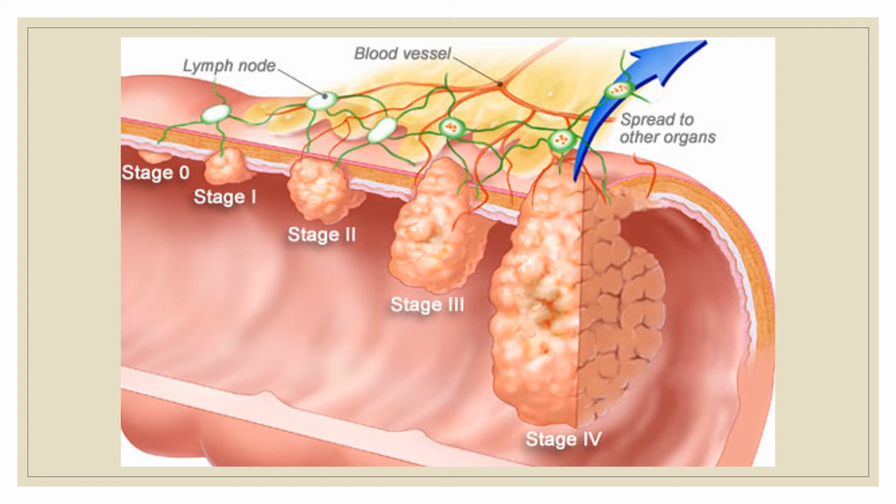When we go to stage 1, the cancer has grown beyond the mucosal layer into the submucosa, but there's no lymph node involvement. Stage 2 is beyond the submucosa, and it's actually going into the muscle, but still no lymph node involvement or metastasis. Stage 3, we're into the muscle, and now we do have some lymph node involvement, but no metastasis. And then in stage 4, there is lymph node involvement and spread to other organs.